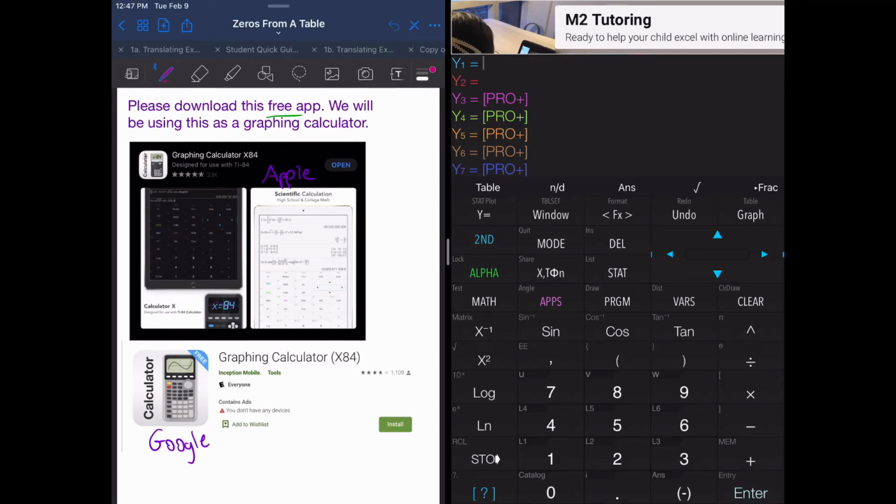Hello and welcome back. Today we're going to be looking at finding solutions from the table on the graphing calculator. So that's why my screen looks like this on the right.